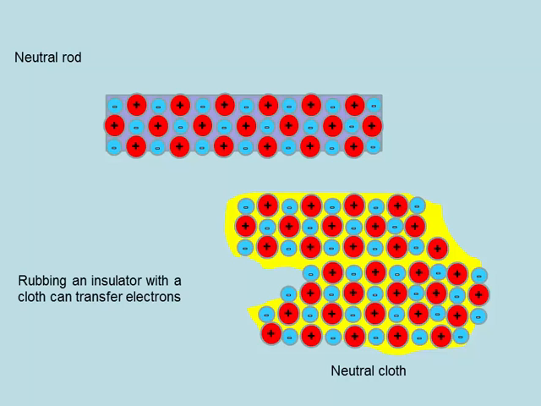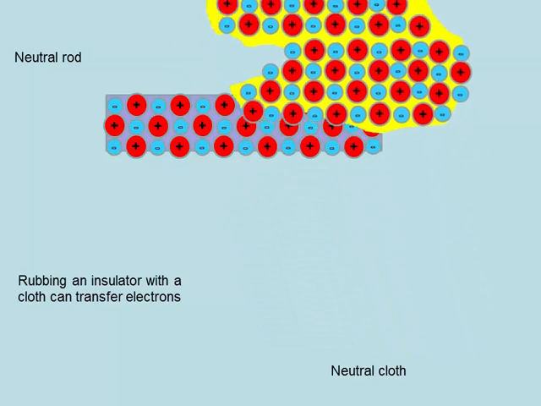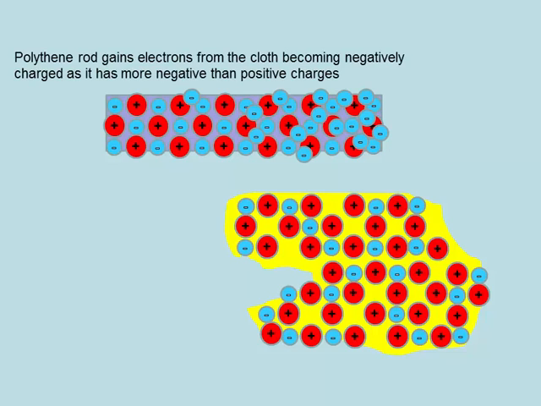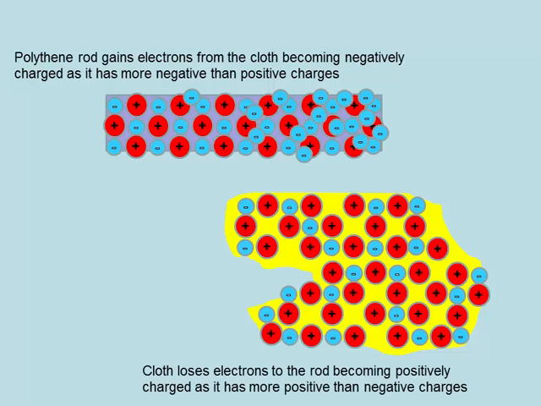However, if we rub the insulating rod with a cloth, we can transfer electrons. If we use a polythene rod, it gains electrons from the cloth, becoming negatively charged. It now has more negative than positive charges. You'll see the cloth has lost electrons to the rod, becoming positively charged. It has more positive than negative charges.